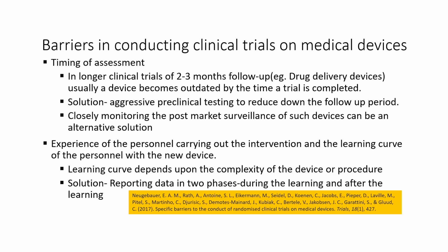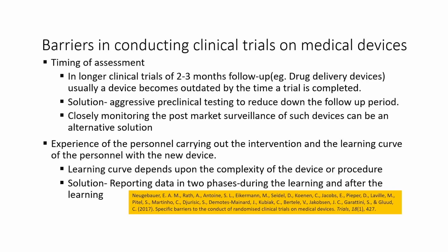So if somebody without a knowledge of, let's say, soft tissue properties is looking at what are my outcome measures with this particular soft tissue construct, they may not be able to find it out, right? Learning curve depends on the complexity of the device or the procedure or the material, right? Solution is reporting data in two phases, during the learning and after the learning. So this is the overall highlight.